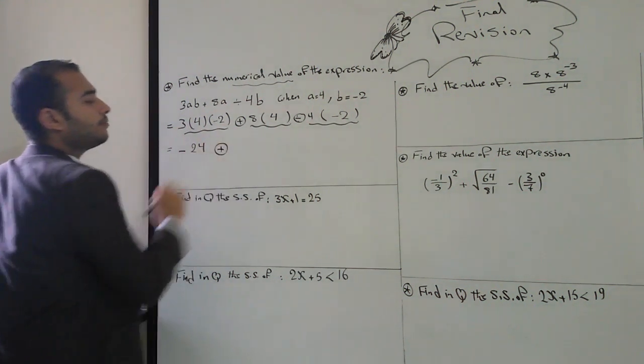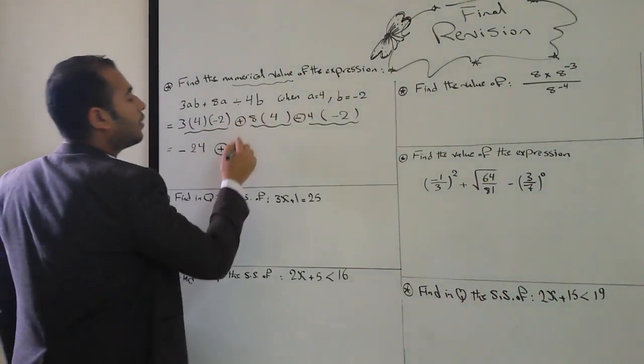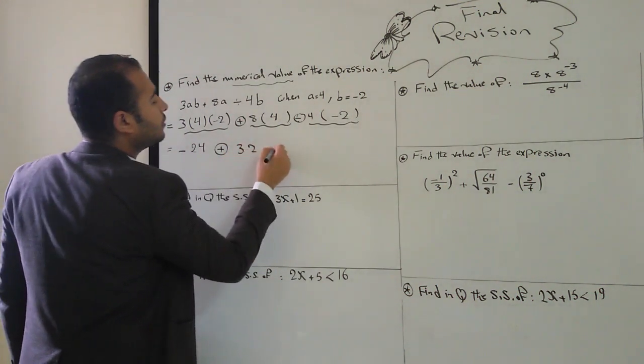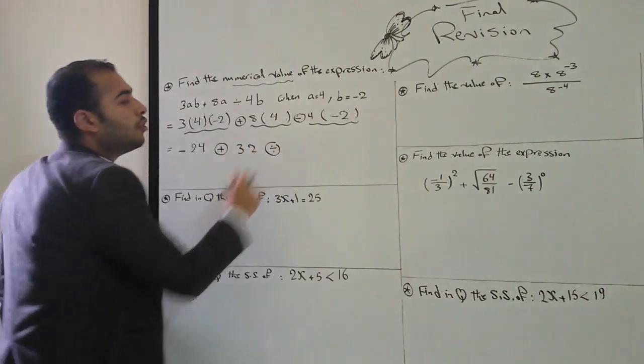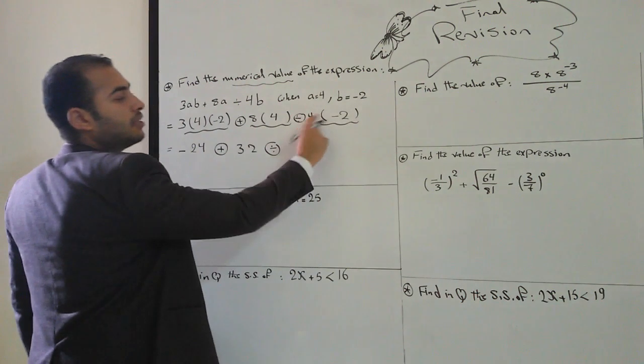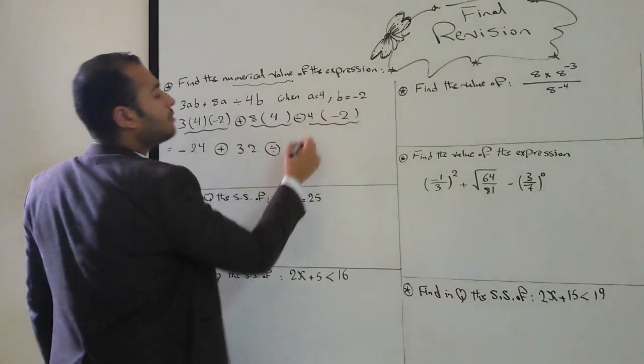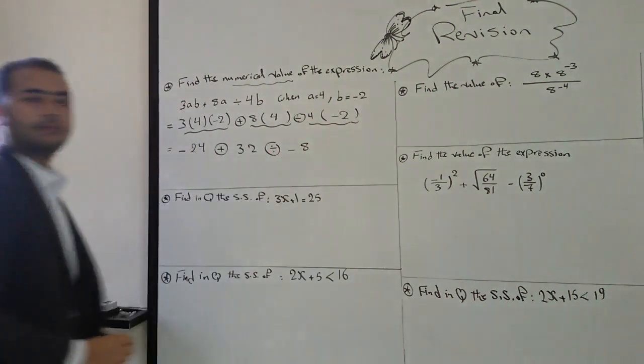Then plus 4 times 8 equals 32. Divide 4 times negative 2. Positive times negative equals negative. 2 times 4 equals 8.